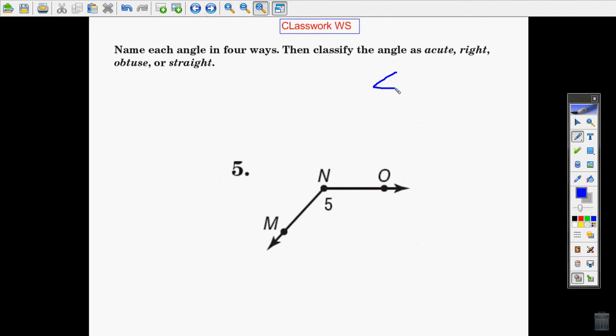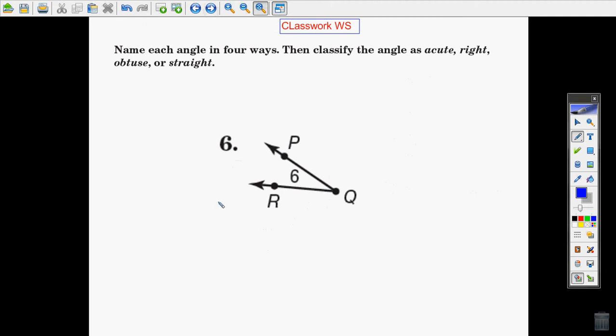Number 5. And what kind of an angle is this? Looks like it's obtuse. And finally, with number 6, this angle appears to be less than 90 degrees, which makes it an acute angle.